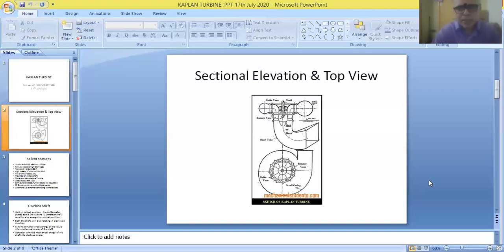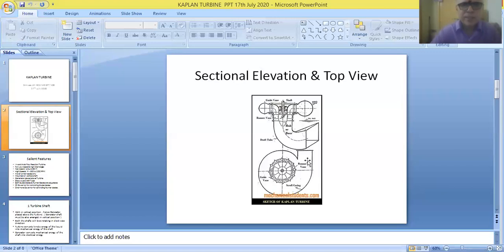So the spiral casing is meant for covering the parts of the turbine, the runner mechanism of the turbine, and also the guide wheel mechanism of the turbine. Therefore, a casing is put around the periphery of all these components, and it is made in the form of a spiral, Archimedean spiral. So therefore, it is referred to as a spiral casing.